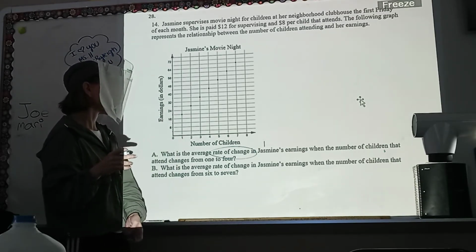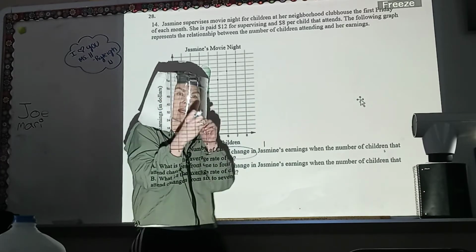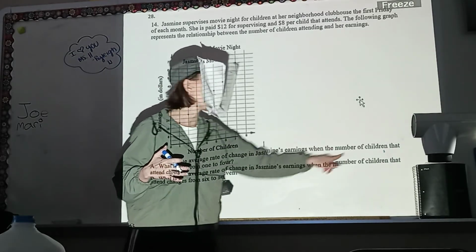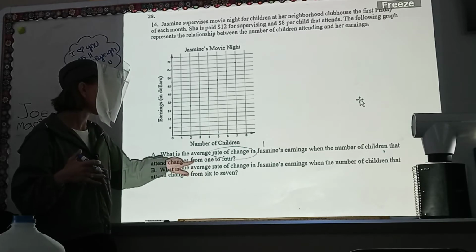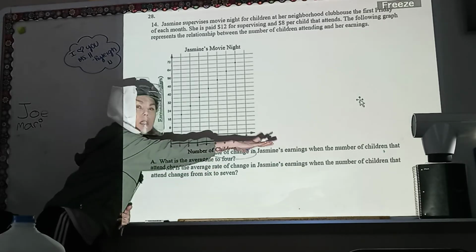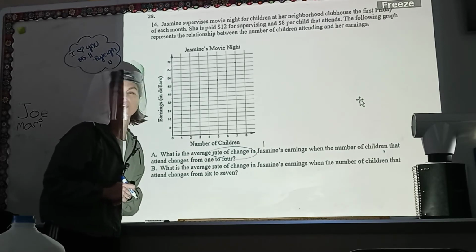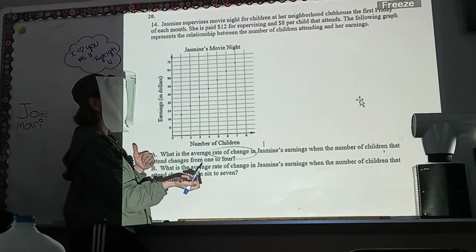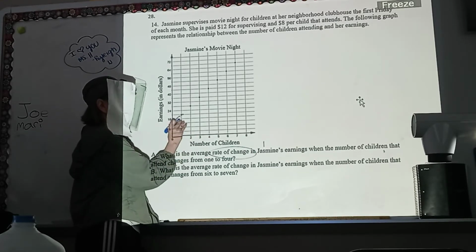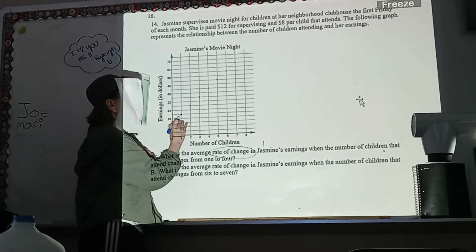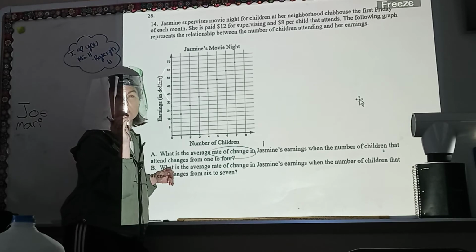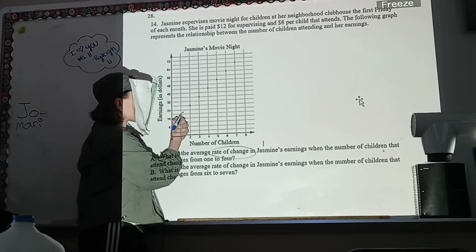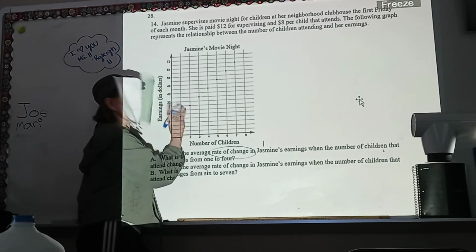So when it says rate of change, that is your clue, that is your hint, ding, ding, ding, that you're looking for the slope of Jasmine's earnings when the number of children that attend went from 1 to 4. So along the horizontal is the number of children. So when we went from 1 to 4, what was the average rate of change? Well, you can see that starting at the first point, right here, starting at 1, we went up to, which is, we know since it's going in an interval of 4, we didn't go up 2, we went up what? 8, right? Because it's an interval of 4, so 4, 8.